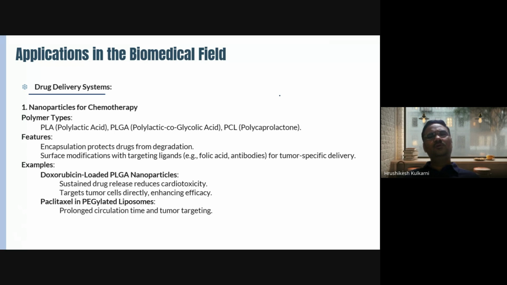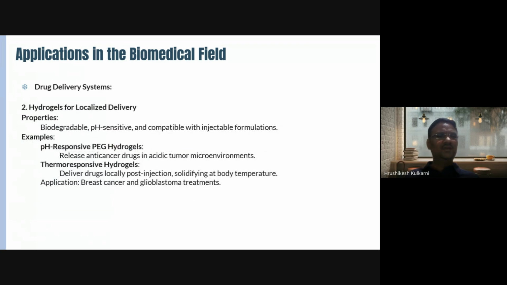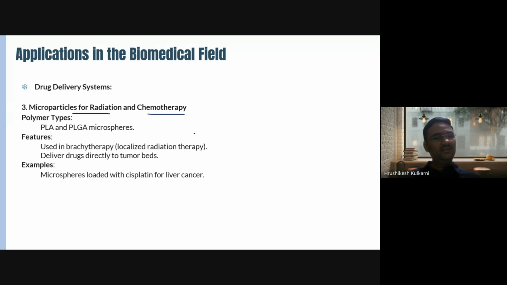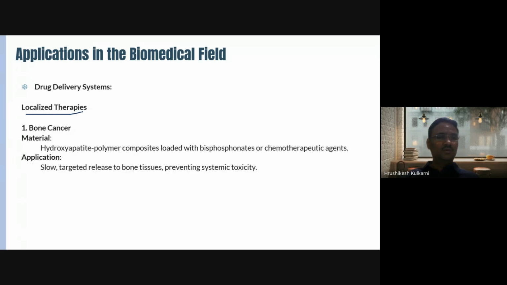As I already discussed about drug delivery system, encapsulation of drugs, as I have given the example of capsule. If you take the capsule for any disease, that capsule cover should easily degrade in our body and it should not create any harmful effect to us. Then hydrogels for localized delivery, microparticles for radiation and chemotherapy. Many people are now suffering from cancer, so for these people we can use these microparticles for radiation and chemotherapy. Localized therapy like bone cancer, if the patient is suffering from bone cancer, we can use this drug delivery system to help the patient get a better recovery.